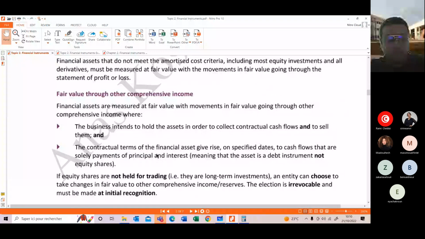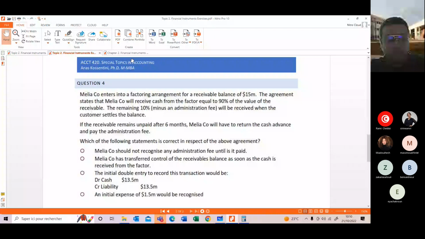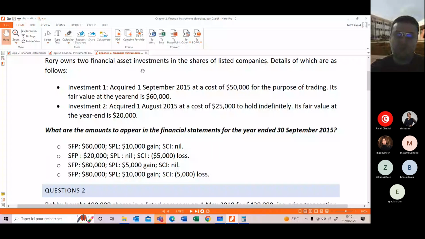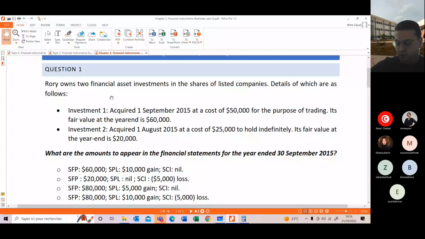So in this question it says two financial asset investments, in the shares of listed companies. These are stocks, these are shares. So finally it cannot go with amortized cost. Amortized cost is possible when there is something that you have of course to pay back, okay, as an investor.